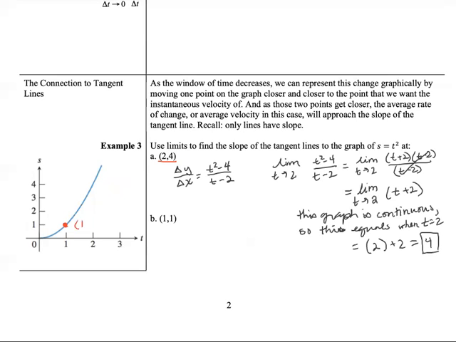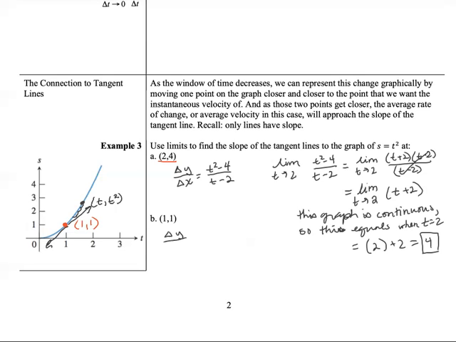1, 1. And we're going to choose an arbitrary point, t comma t squared. And we're going to make that point get closer and closer and closer until we can find the slope at 1, 1. So first, let's find the slope between these 2 points.